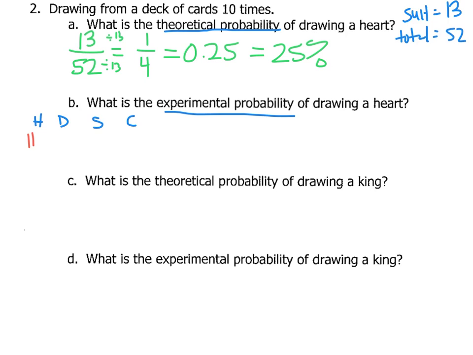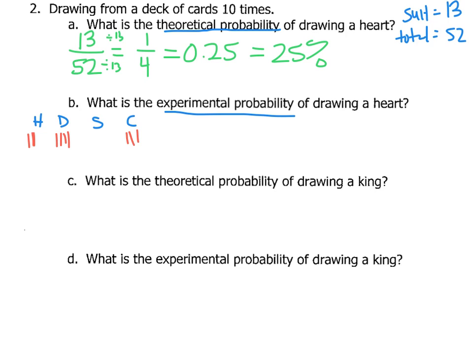Another heart. This time I got a diamond. And another diamond. Next I got a club. A diamond. A diamond. A heart. A club. A club. Let's see, I have 3, 7, actually that's 10 right there.